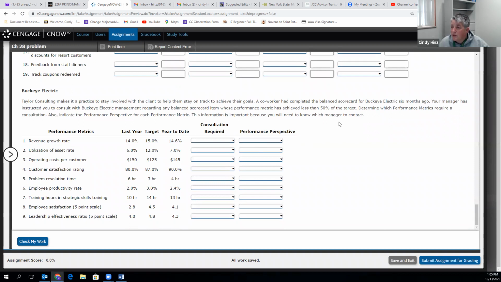I think because this is separate from the others, again totally independent, they want to consult with Buckeye Electric management regarding any item whose performance metric has achieved less than 50%. So for each one of these you're going to go through and see, did they get to at least 50%? If they did not, you're going to say yes, they need to consult with the company, and you're going to identify which perspective, again just like we've been doing up above.